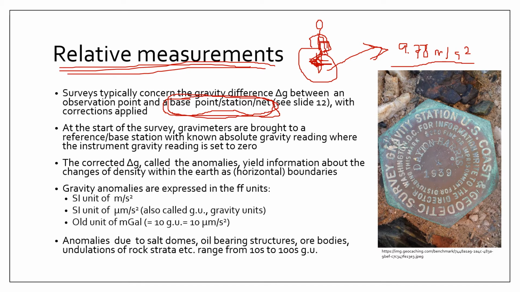And what we do during the surveys is we just put our gravimeter in there and read out the gravity. So let's say we get 9.8, right? So what we do is we just calibrate our instrument to that base level. So we just subtract like 0.02 on our readings. All right. So all the future readings in our survey will be subtracted by 0.02.